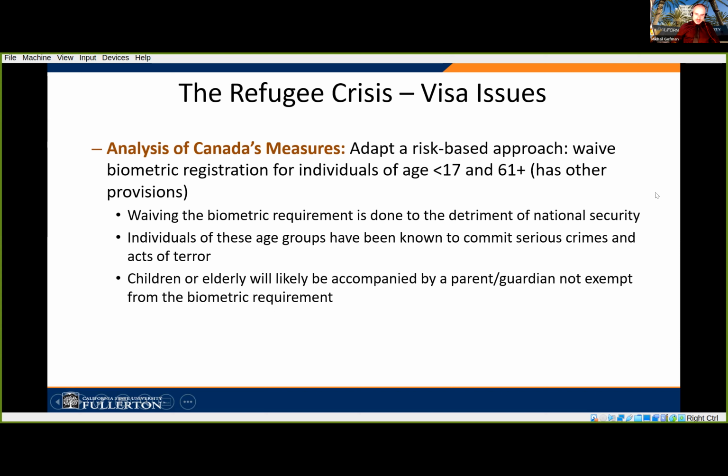Finally, the scheme might not even be effective in helping expedite the biometric registration for those groups, because children or elderly will often travel in the company of their parent or guardian in the case of children, and maybe a caretaker for somebody over 61 because they're elderly. And the caretaker will probably not be exempt from the biometric scanning. So therefore, this may still cause delays in getting children and elderly to Canada from Ukraine.